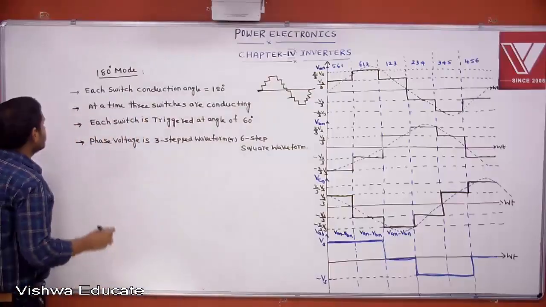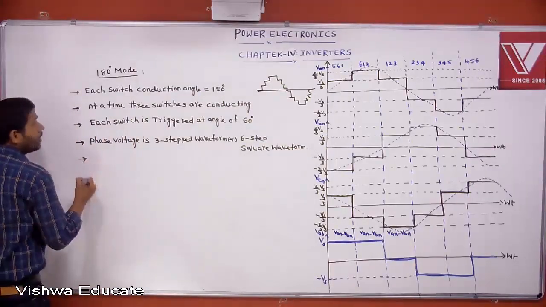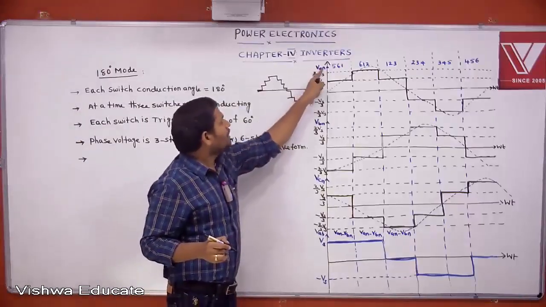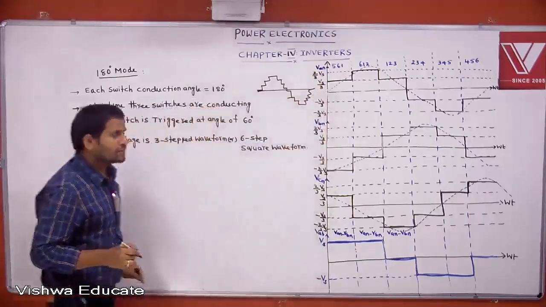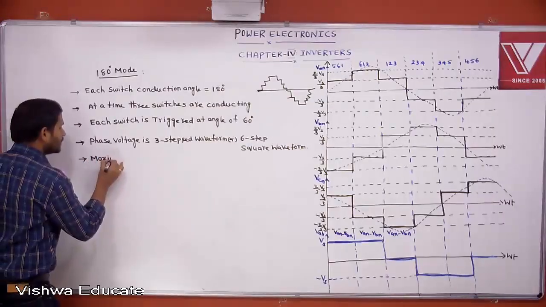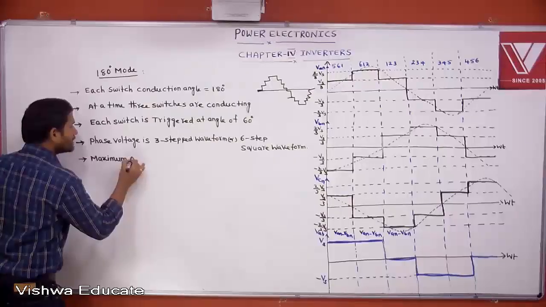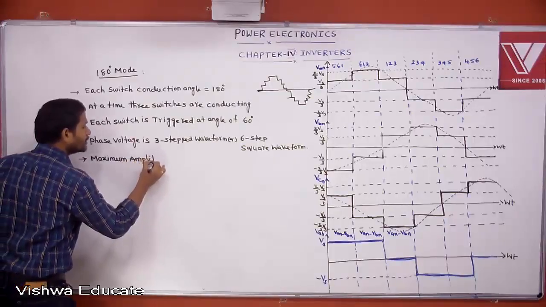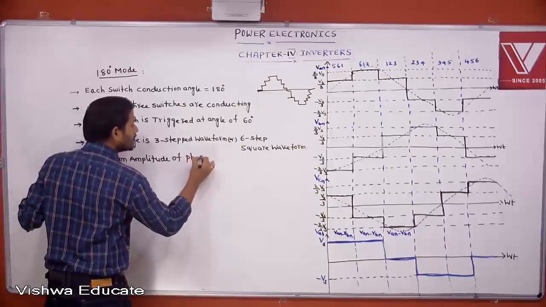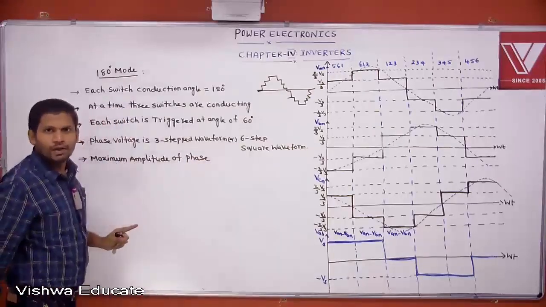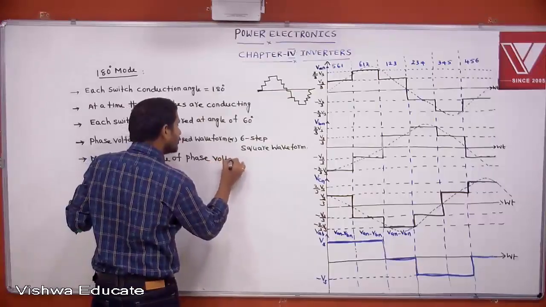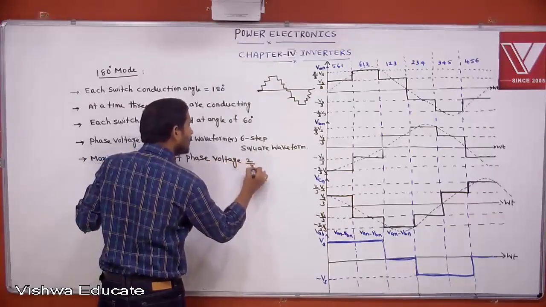Now tell me, what is the maximum amplitude of phase voltage? The maximum amplitude of phase voltage is 2 by 3 Vs. Concentrate, all of you. Note down in parallel. Maximum amplitude of phase voltage. How much? 2 by 3 Vs.